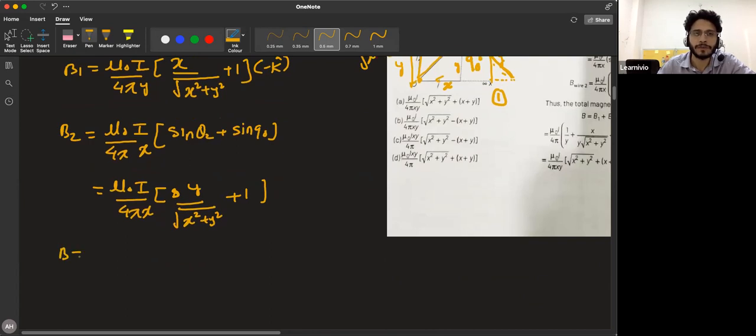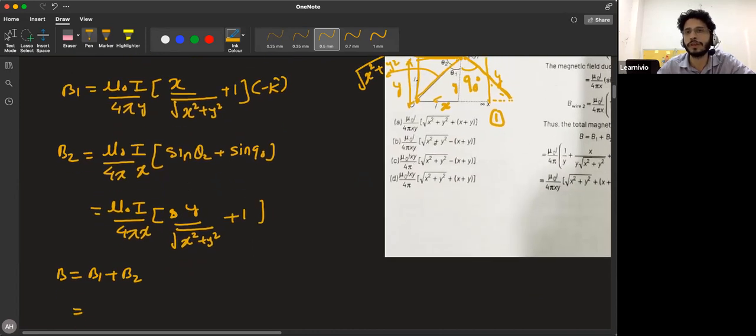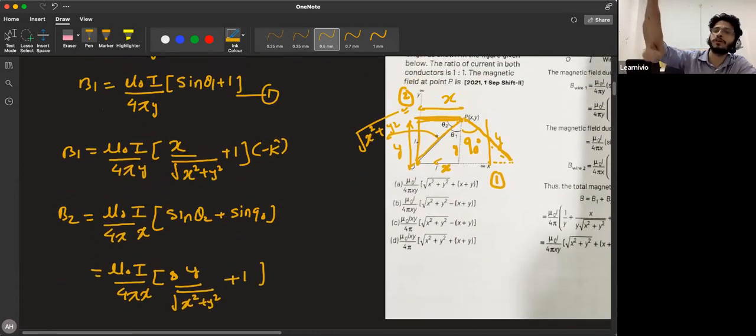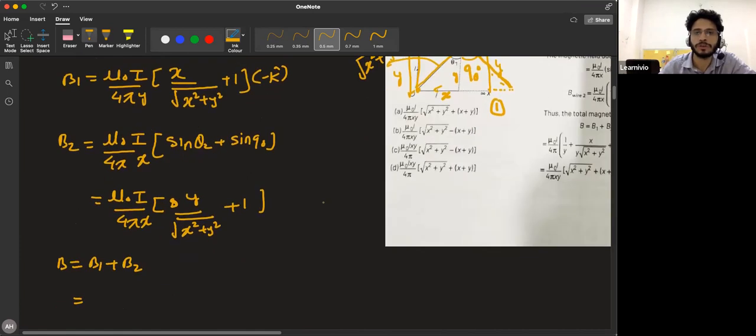So for the net magnetic field, you will add them up. You will add B1 and B2. So how much is B1? And also the direction. For direction, just place your finger along the direction of current. Current is upwards, and curl it towards the point. Thumb is going inwards. So this is again minus k cap.